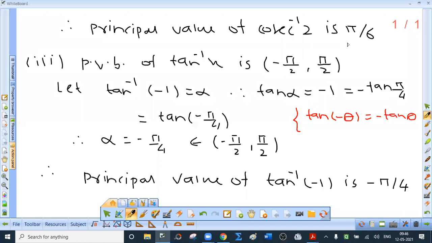Third one, the principal value branch of tan inverse x is what? Open interval minus pi by 2 to pi by 2. You have to be very careful. Please do not say closed interval, because tan pi by 2 and tan minus pi by 2 are not defined.